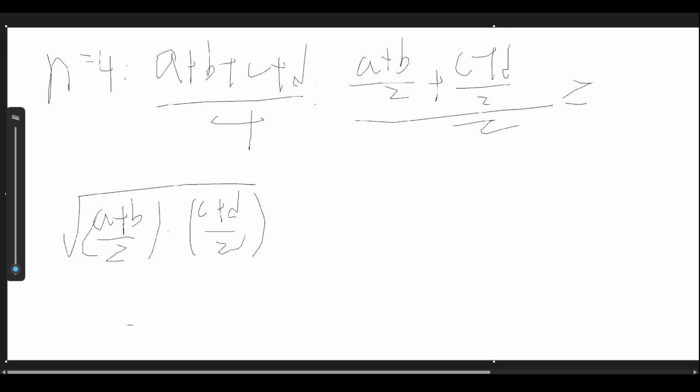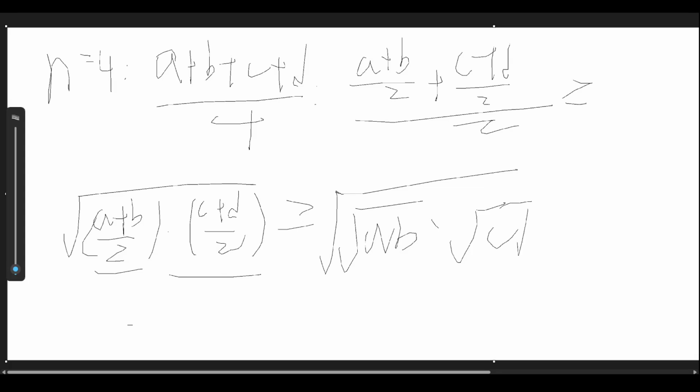But this doesn't look quite like what we wanted, right? But we can still keep simplifying this. We know that this thing is at least, by the AMGM again, we can apply it onto this. We get that this thing is at least the square root of ab times the square root of cd.